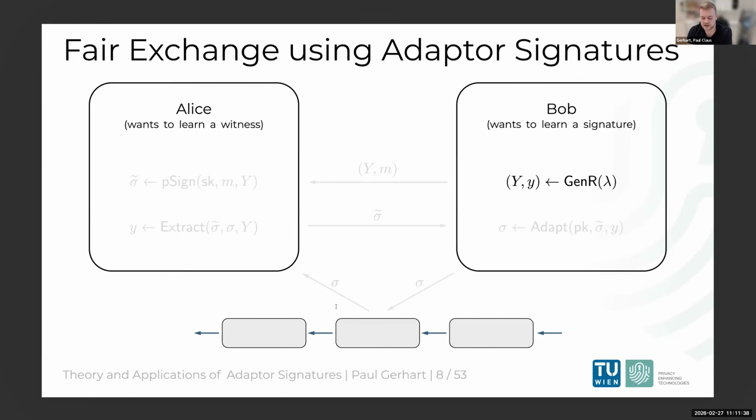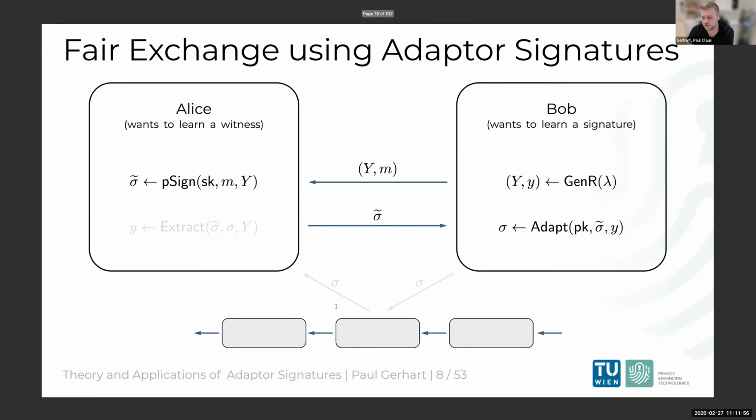Okay, let's start. So Bob generates a statement and witness pair, and sends the statement and the message to Alice. In this case, the message corresponds to some transaction for the blockchain. Then Alice computes the pre-signature on the message and the statement and sends the pre-signature back to Bob.